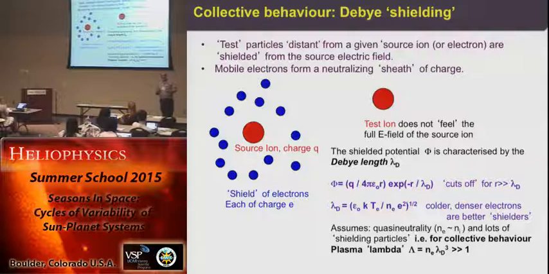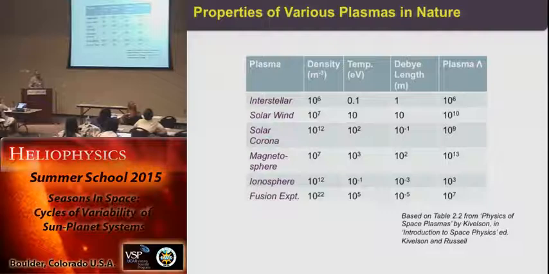So this plasma lambda parameter is a measure of how many particles are in a Debye sphere. As long as that's huge compared to unity, you have collective behavior of the plasma and an effective shielding. Otherwise, you just have isolated moving particles, and you don't have collective behavior like this on large scales. To illustrate that, you can calculate the plasma lambda parameter for many different sources of plasma in the universe.